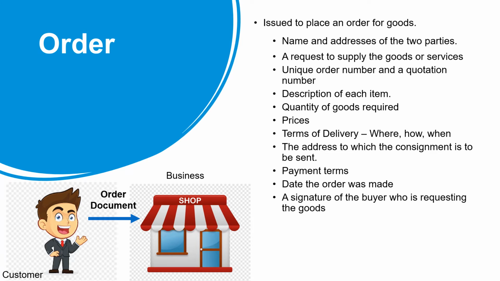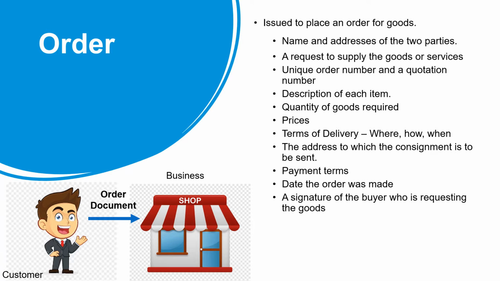Once the customer selects a company, the customer can send an order document to this business. This order document specifies that the consumer has selected this business and is ready to purchase goods from this business. Normally we call it an order document, issued to place an order for goods. This order document includes the name and address of both parties, that is, the name and address of the consumer as well as the name and address of the business, a request to supply the goods or service, a unique order number and a quotation number, because this order document is prepared as a response to the quotation that they received from this business.